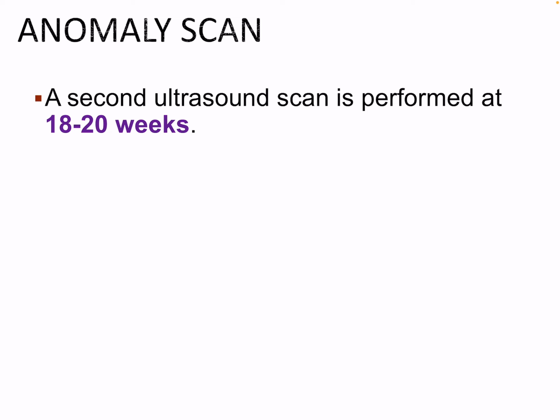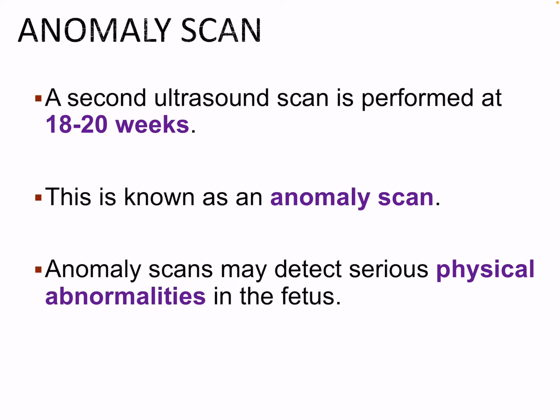The anomaly scan is usually carried out between 18 to 20 weeks of pregnancy, and its purpose is to detect any serious physical abnormalities in the fetus. So things like cleft lip and palate, where the two halves of the face haven't joined together properly, or heart defects, or kidney defects, or a condition called spina bifida. These can all be detected by the anomaly scan. And if you want to, you can go to the PowerPoint and read a little bit more in detail about them. However, the details of this are not required for the course.